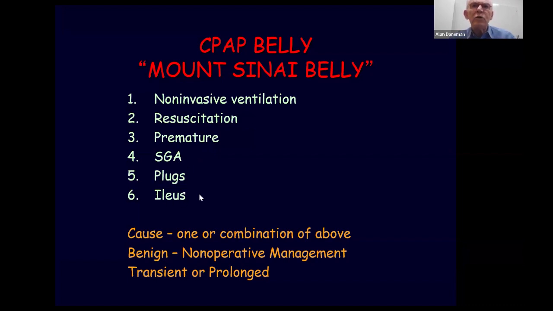You can have plugs or an ileus. So the cause in these patients is usually due to one or a combination of the above. It's benign, doesn't require operative management, and usually it's transient, but it can sometimes be prolonged, and then it becomes worrying. But I think this is the most important thing, is the non-invasive ventilation, the positive pressure ventilation, which we see across the road in the NICU at Mount Sinai Hospital, and which I refer to as Mount Sinai belly.